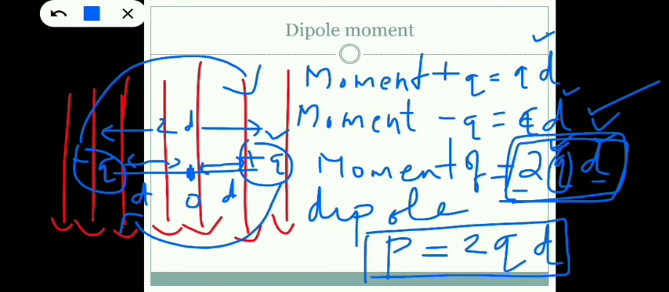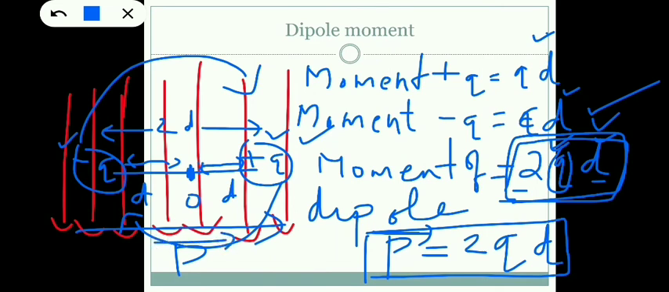So our next question is, is it a vector quantity or scalar quantity? See, the dipole moment is a vector quantity, so we can represent it by vector notation. If it is a vector quantity, it must have some direction. So what is the direction? The direction of dipole moment is from minus q to plus q charge. Okay, so here we have a minus q charge, here we have a plus q charge, and what will be the direction of dipole moment? The direction of dipole moment is from minus q charge to plus q charge. So this is the direction of dipole moment.